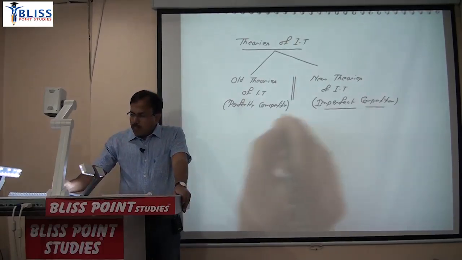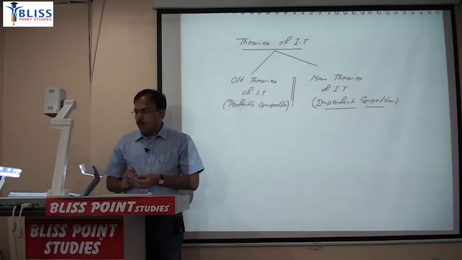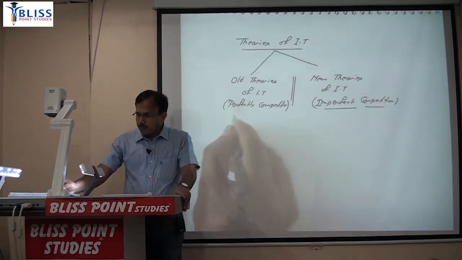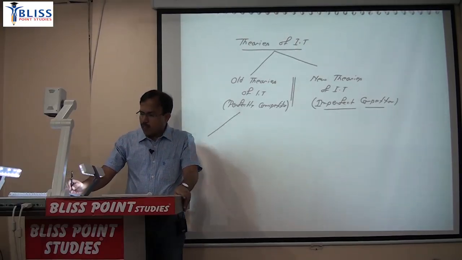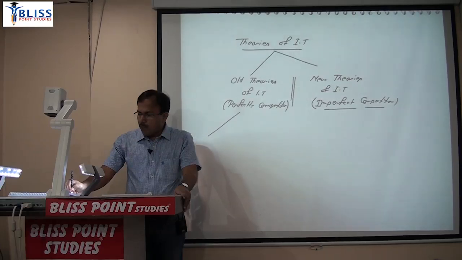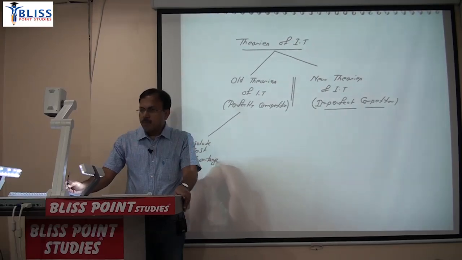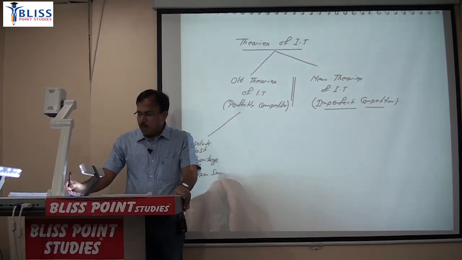Now these are among the old theories. Among the old theories, you will start with the absolute cost advantage theory, as given by Adam Smith.